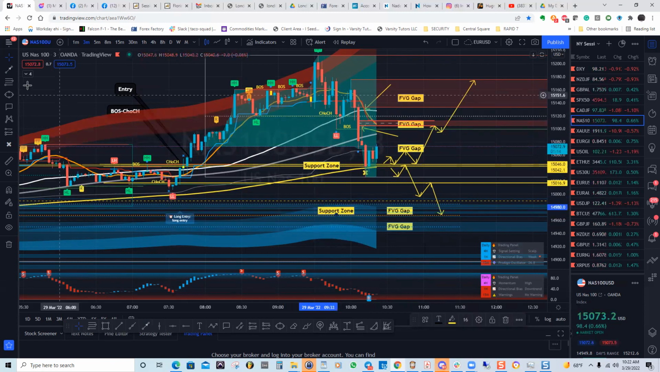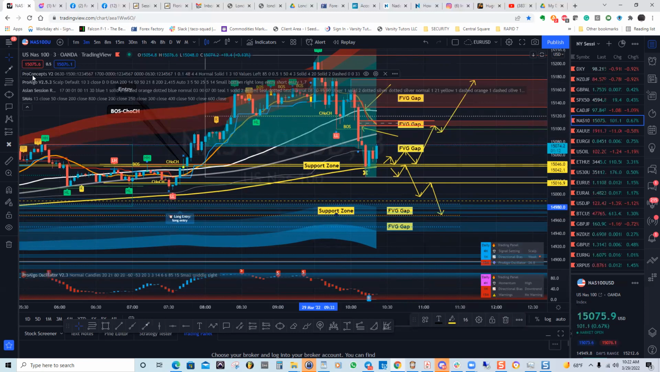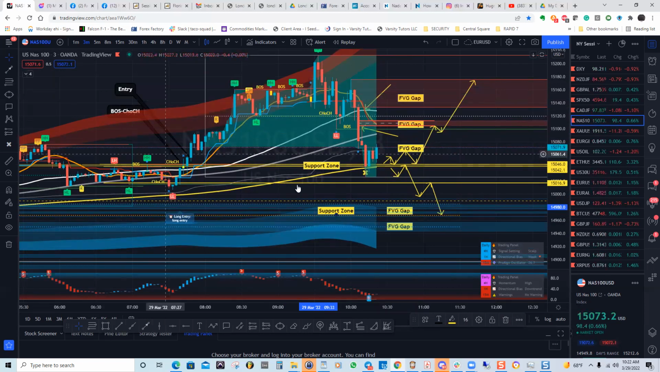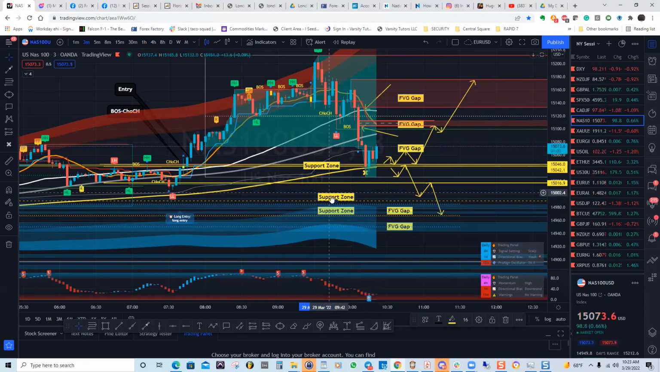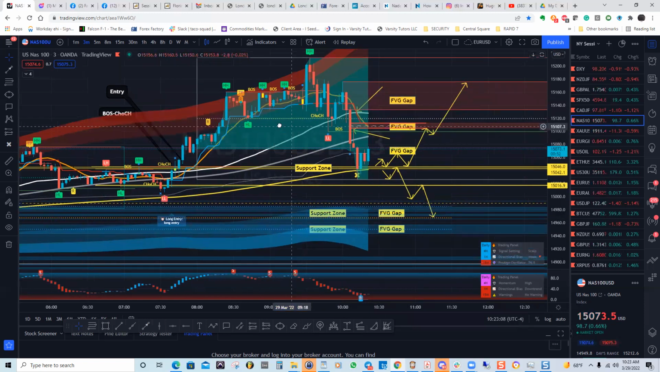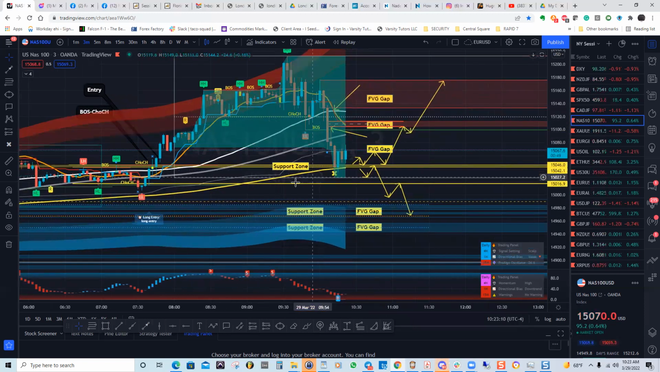Now remember, I'm using a couple of indicators here: Pro Concepts, Pro Algo. I'm using some SMAs, and I'm using the Asian session. And so let me copy this support zone here, clone this, come down here. So I like what I see right here. So this is a possible move for NOS down here.